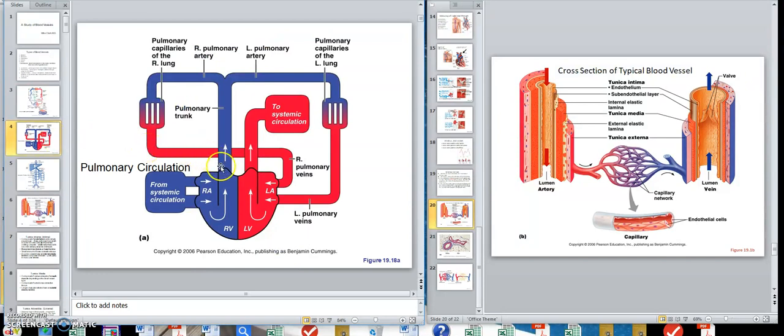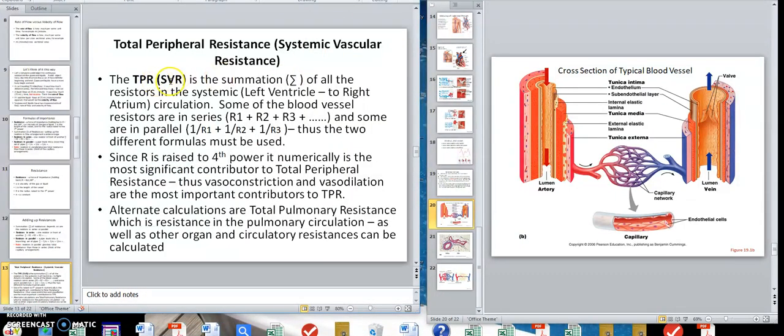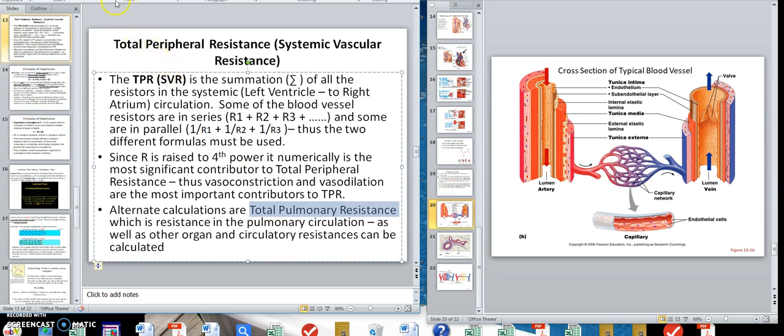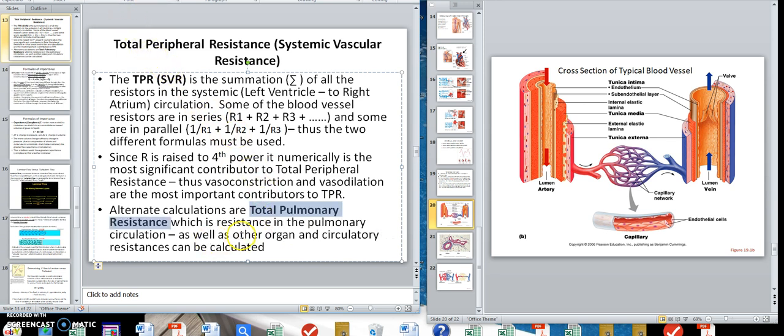We can even calculate pulmonary vascular resistance. This is the resistance in the pulmonary circulation. So when I go back and I say TPR, SVR, I'm speaking of systemic vascular resistance. Now, we could do total pulmonary resistance. Okay? But in this case, we're doing systemic vascular resistance. So we would add up all the resistors in series and in parallel to come up with a number.